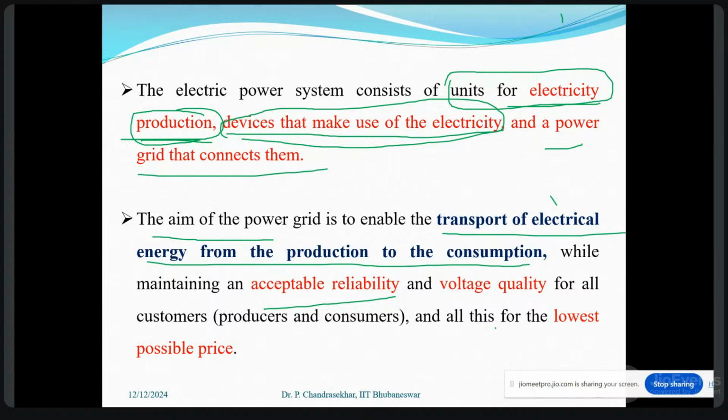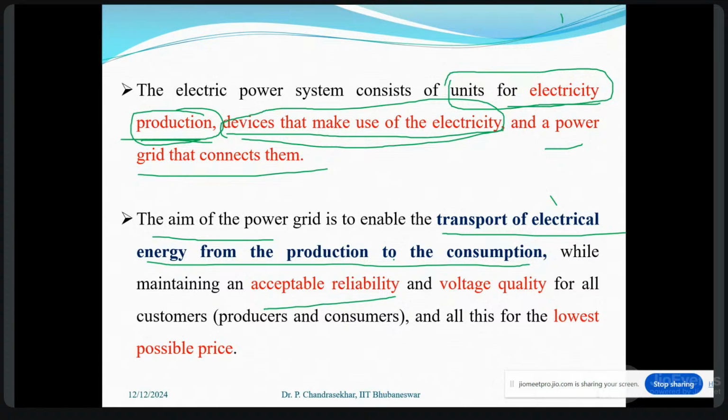Whatever power we are feeding should be free from all these distortions, abnormalities and anomalies. So it should be acceptable. It should have acceptable reliability and acceptable voltage quality for all customers, that is producers and consumers, or to be more generic, all stakeholders. And all these things have to happen at the lowest possible price. That is the most important thing, right? So this is what our power system is, and the objective of the power system is this. Am I clear?